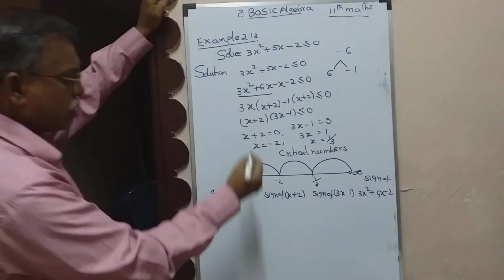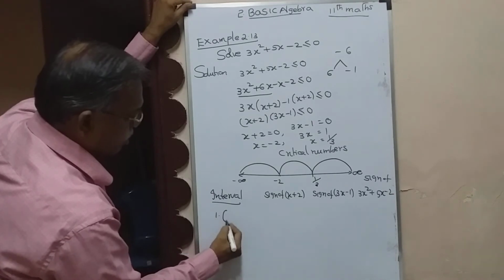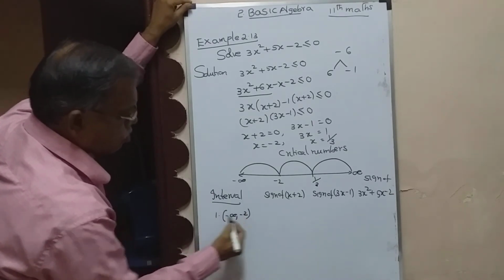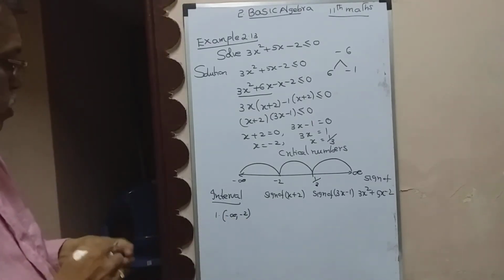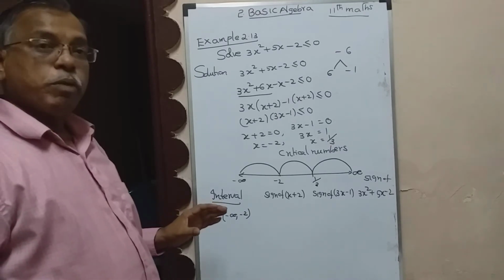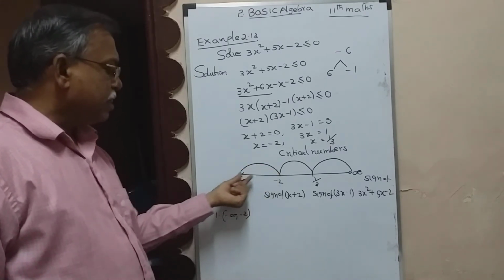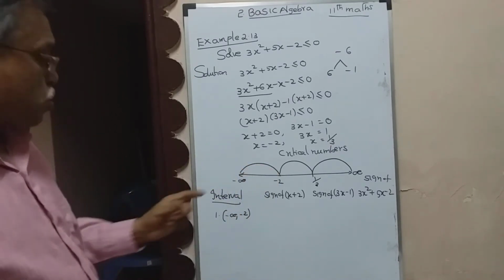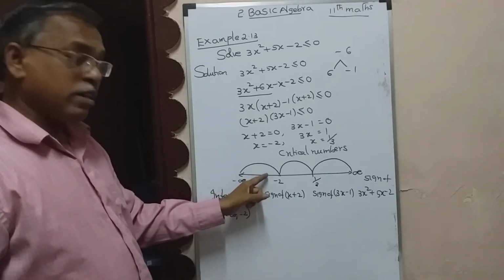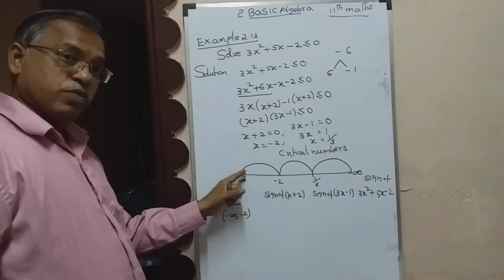Now interval. What is the first interval here? First interval is minus infinity comma minus 2. So here we have to see by selecting any x value in between this range. So minus 2, not the next one, minus 3, minus 4, minus 5, minus 6.